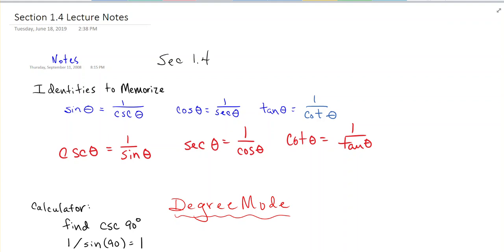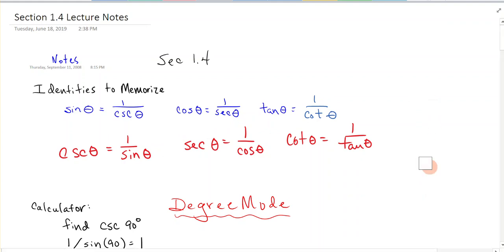So we've talked a little bit about the reciprocal identities. So sine theta is equal to 1 over cosecant, cosine is equal to 1 over secant, and tan is 1 over cotan. And then you can flip those and get these same things down here. So those are the first basic ones to start learning.